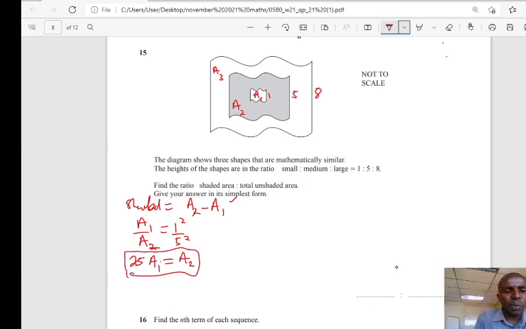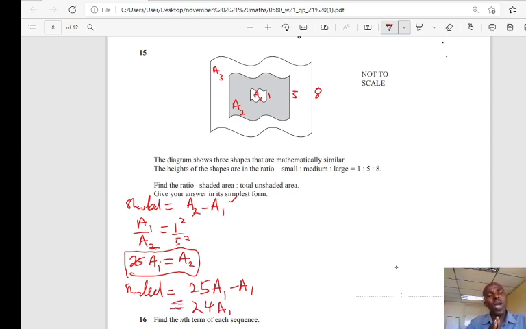Which means the shaded part here is area 2, which is 25 area 1, minus area 1, which will be 24 area 1. So find the shaded area in terms of area 1 and also the unshaded area in terms of area 1. Then it will be easy to simplify the two. Now the shaded part, we found it.